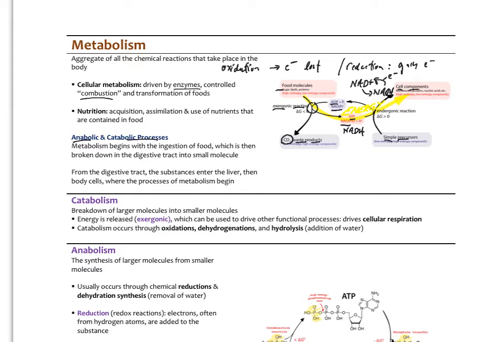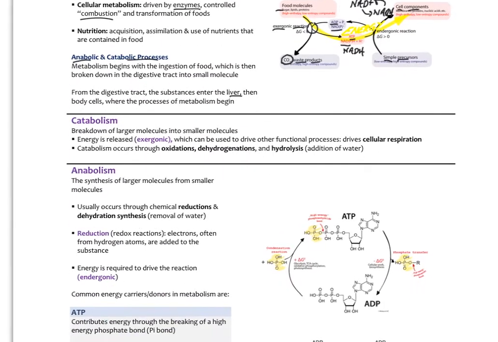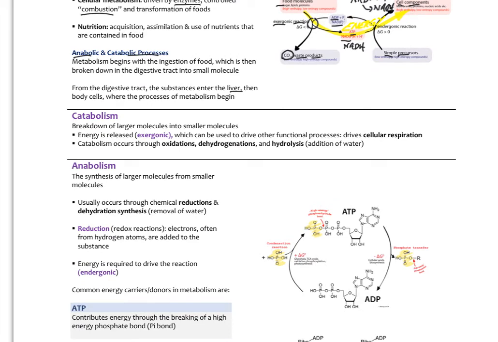Remember that the glucose, all the monosaccharides and amino acids and the short-chain fatty acids all essentially enter the liver and then are going to get to the body cells, and that's where these processes of metabolism begin. So again, just quickly to review, catabolism is the breakdown of the larger molecules into smaller molecules. Energy is released as exergonic, and that can be used to drive other processes, and this process is known as cellular respiration. So we'll look at how that happens in detail in the coming slides.